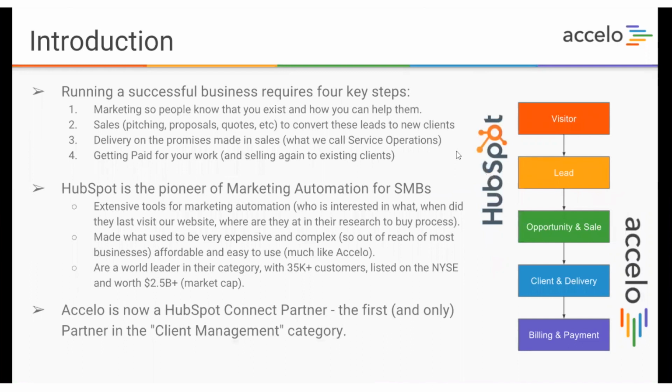As I'm sure you probably all appreciate, running a successful business, at least from a revenue side of things, obviously there's issues around hiring and getting a good office and all sorts of other operational, administrative functions in a business. But when it comes to keeping the lights on from a revenue perspective, there's really four things you need to do. You need to be able to market your business to people so they know you exist and so they can know how you can help them.